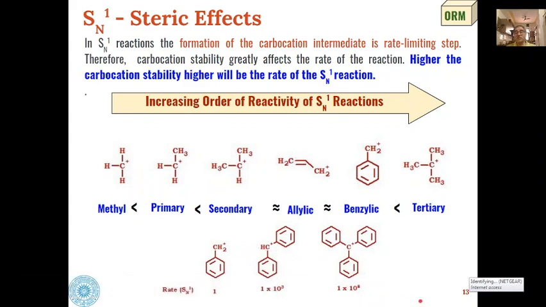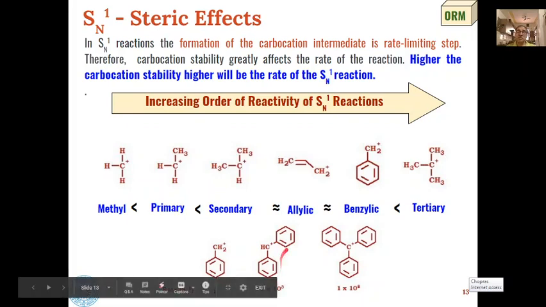And likewise we can see that if the rate of reaction is 1 in case of benzyl carbocation, then it is 1000 times faster in case of diphenyl carbocation, and it is 1 into 10 to the power 8 times more reactive if we add another benzene ring. So if it is triphenyl methane carbocation, this is 1 into 10 to the power 8 times faster than the benzylic carbocation.